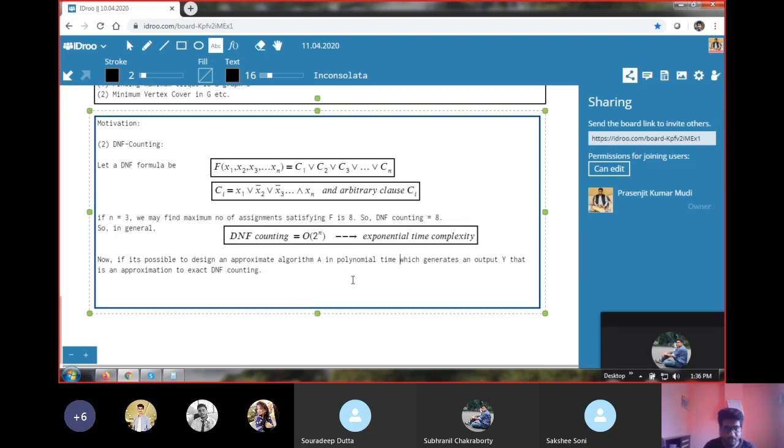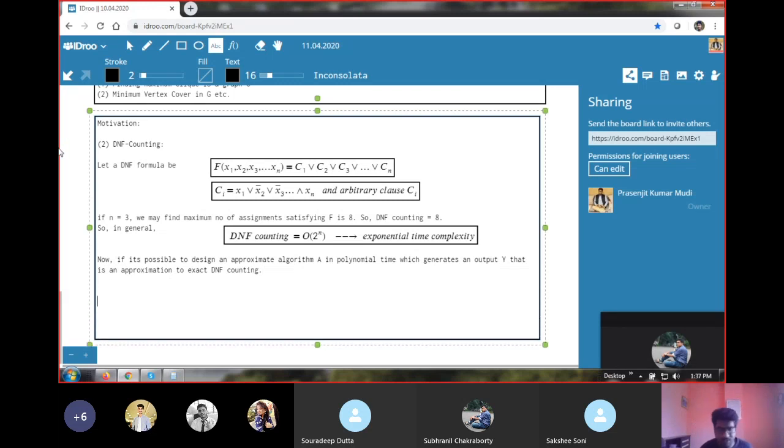Then approximation algorithms come into the picture, which are designed in polynomial time. That means in order of n, in order of n square, in some partial exponential time, order of n to the power, let's say, 3 by 2, like that. In this polynomial time complexity, people have designed some approximation algorithms, and still they are generating very good approximation results. That's why we have to study about approximation algorithms.